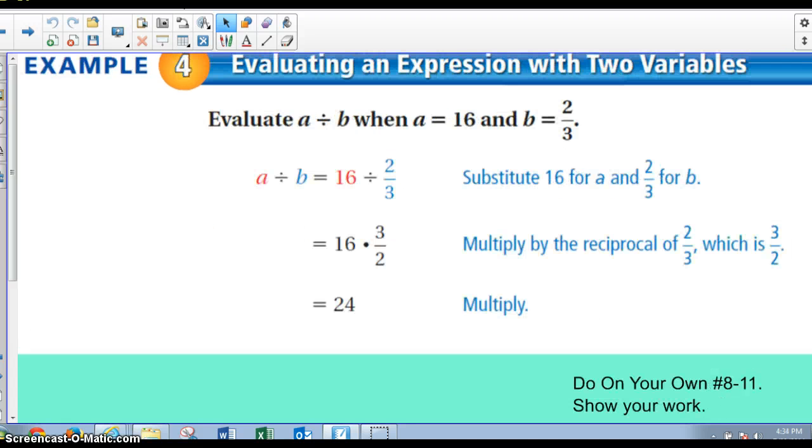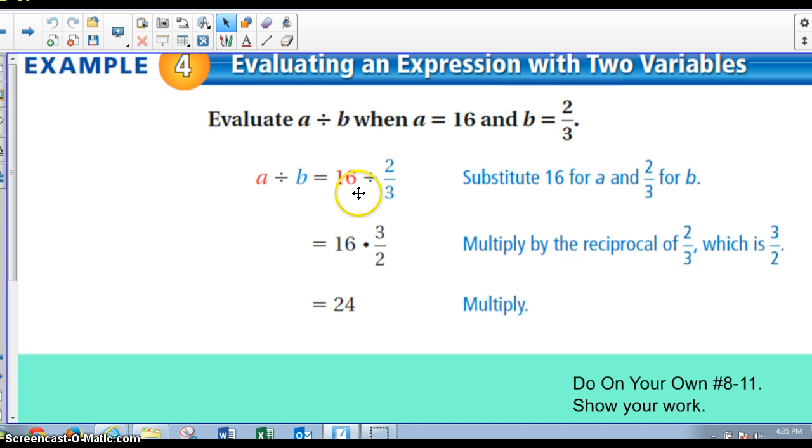All right, example 4, evaluating an expression with 2 variables. Evaluate a divided by b when a equals 16 and b equals 2/3. So here you're substituting numbers in an algebraic expression. This is your algebraic expression, right here, a divided by b. Once they give you numbers, you can put it into a numerical expression. Once you have that, you go ahead and do exactly what you did in chapter 2.